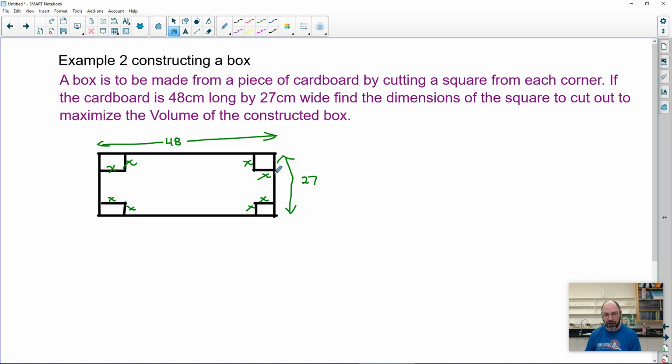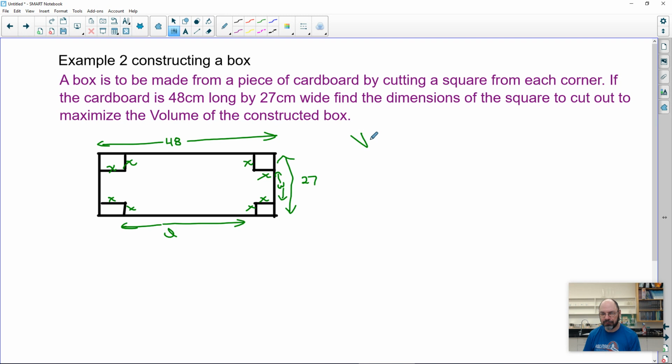Okay, so if we fold this up, this piece here is going to be the width of the box. If we fold this up, these X's are going to be the height of the box, and this piece is going to be the length of the box. So we have, this is our length, this is our width, and if we fold it up, this is going to be our height. X is going to be our height.